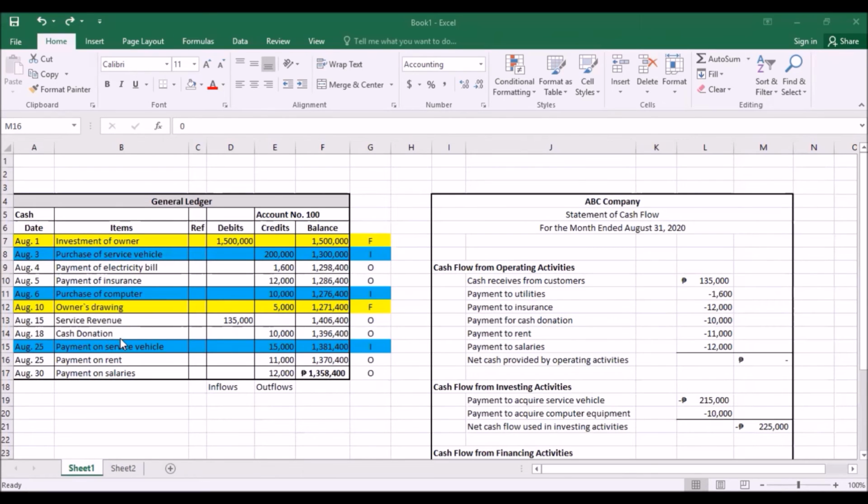Payment for cash donation, credit, 10,000. Payment to rent, credit also, 11,000. And payment to salaries, credit, 12,000. Actually po dapat open and close parenthesis po itong mga negative signs para po may indication na those are deduction. But since babaguhin din naman po ni Excel na negative, na ganun din po yung magiging result po ng sagot. So, ang result po dito or ang total po ng cash flow from operating activities ay pagtototalin po itong inflows and outflows.